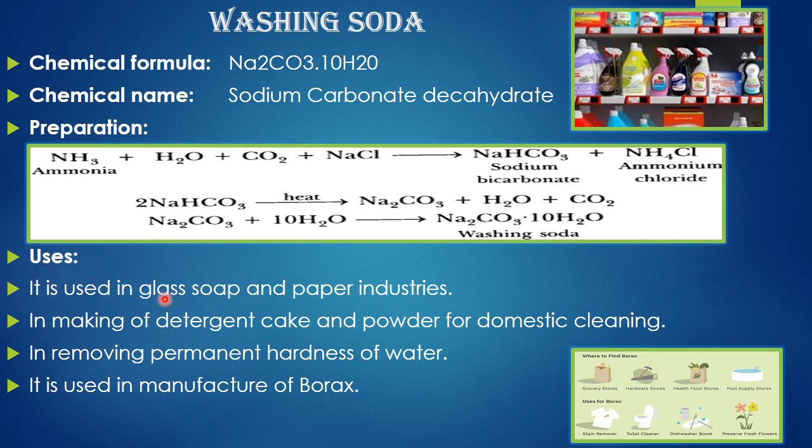It is used in the glass, soap, and paper industry. It is used in making detergent cakes and powder for domestic cleaning. It is also used for removing the permanent hardness of water. Water becomes hard if it has calcium and magnesium ions, and these ions are removed with the help of washing soda. It is used in the manufacture of borax, which is also used for cleaning purposes.